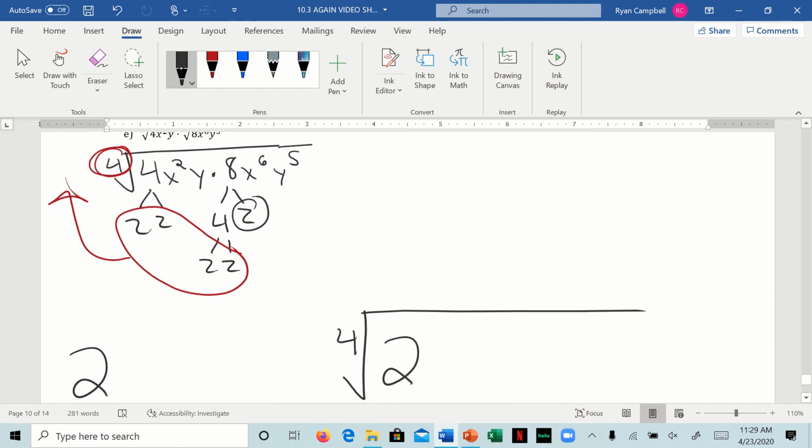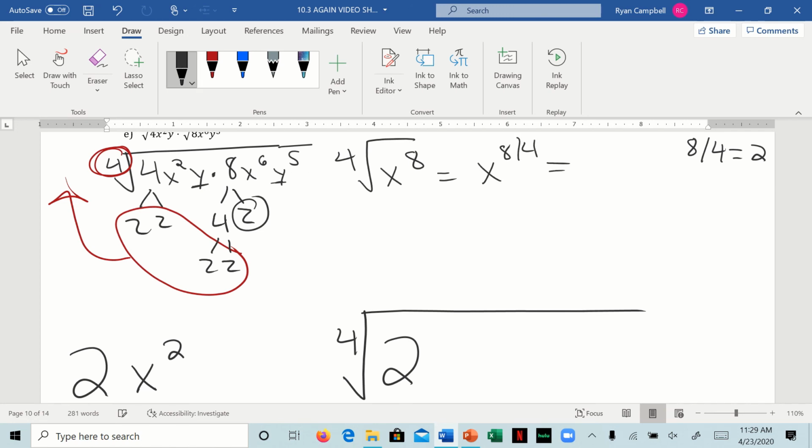Let's look at the x's. We have x squared, x to the 6th. So we multiply those two together, we get x to the 8th. So again, 8 divided by 4 is just 2. So we know on the outside we're going to get x squared. Then we can combine the y's. So basically this is what happens. So x to the 8 divided by 4, that's just x squared.